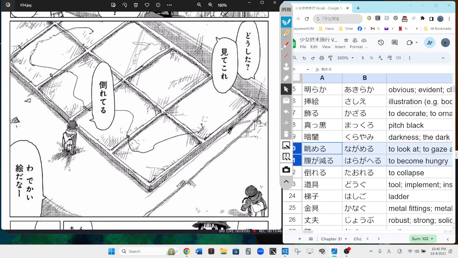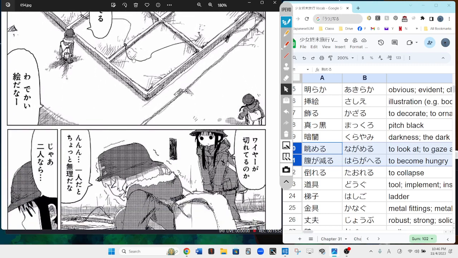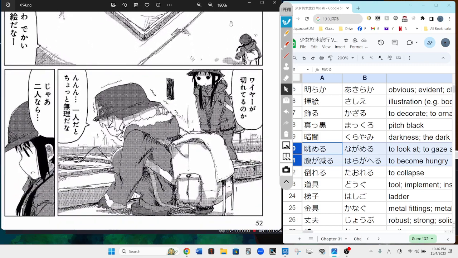So the one kid says, doushita no? Mite kore. What's wrong? Go look at this. Taureteru. It's fallen down. Wa, dekai da na. Wow, that is a really big painting. Next two bubbles are separate sentences, but they're both going to go to Cookie because they're really short.